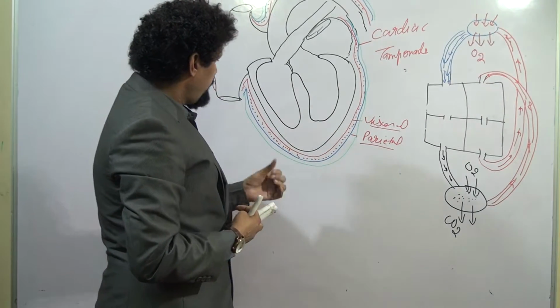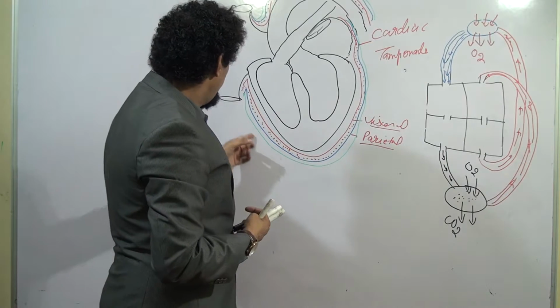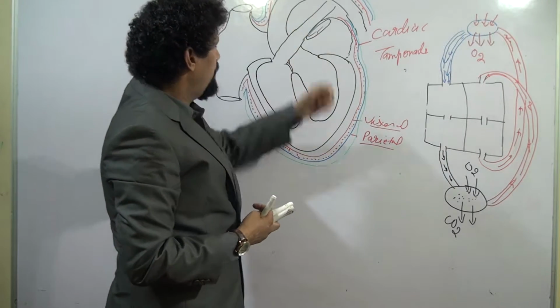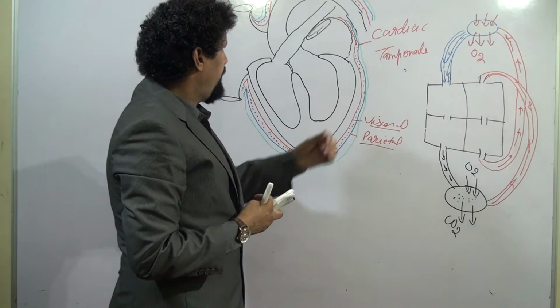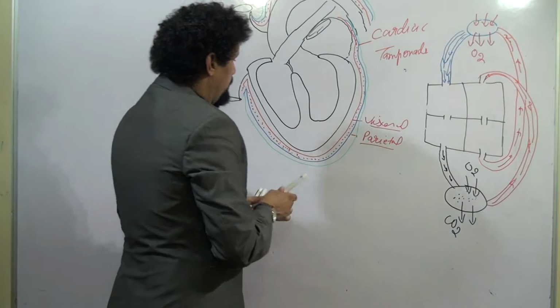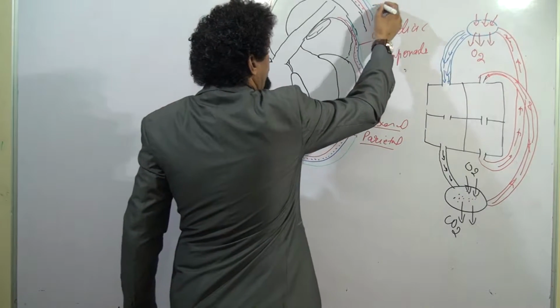and the outermost layer is a tough fibrous sheath known as the fibrous pericardium. So this outermost layer is the fibrous pericardium.